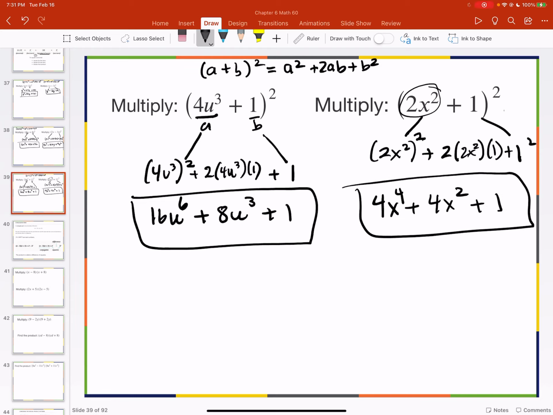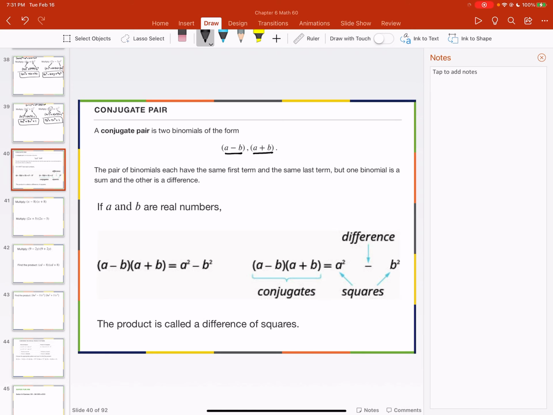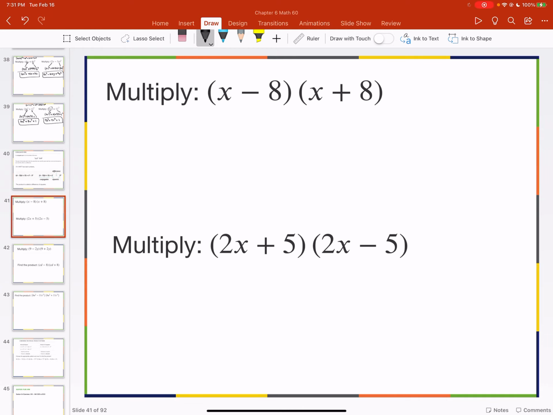Okay, so parentheses help if you want to use this pattern. Next special product is the conjugate pair. A conjugate pair is basically when you have a binomial plus or minus, and it's exactly the same thing. If you multiply them together, you get what's called difference of squares, because difference is subtraction, and it's the first term squared minus the last term squared, and it's really easy and fun. Let's go ahead and do that.